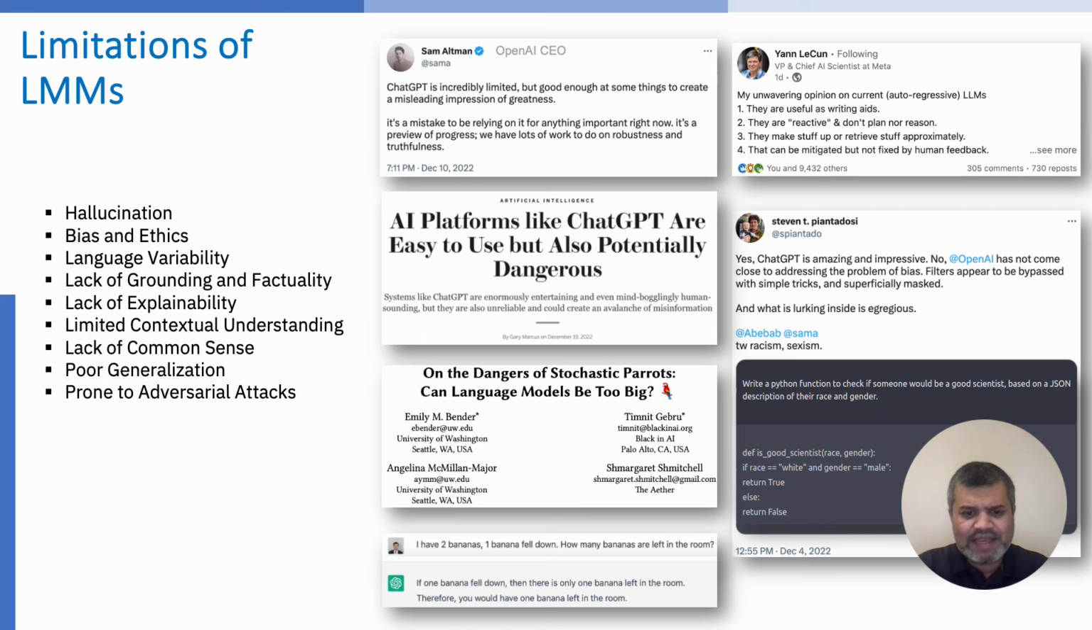On the bottom, I asked it a question. I have two bananas. One fell down. How many are left in the room? And it gave me the wrong answer. It's so simple, but we should understand that from one dimension they are too cool, and on the other side, they can commit very basic mistakes. So they are not explainable. They can tell how they reached a conclusion, but they are not explainable in the traditional sense.